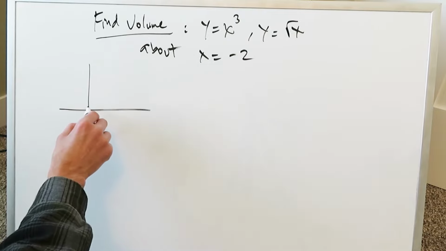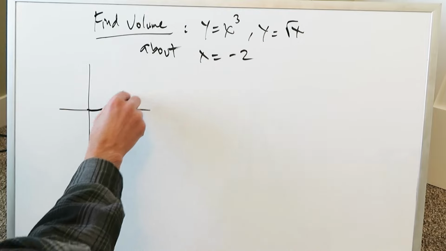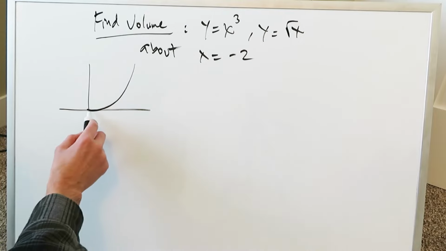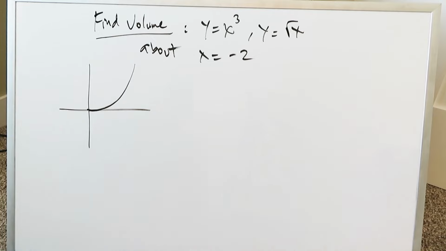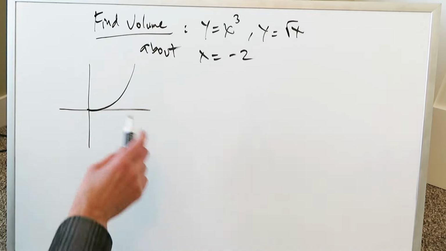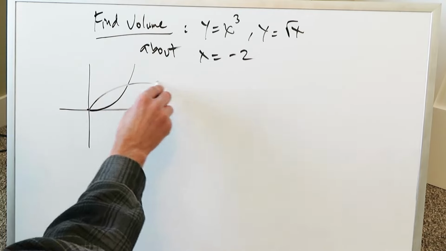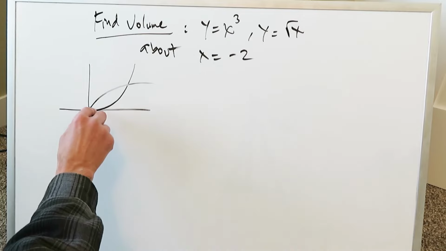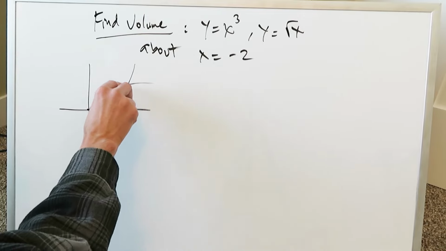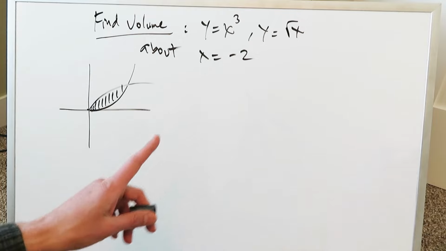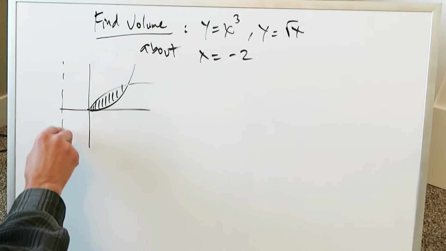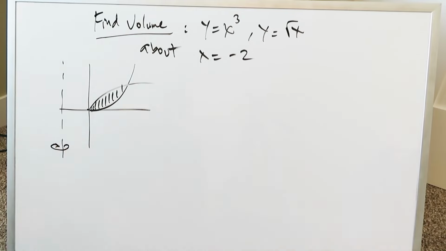Just think about y equals x cubed as something which would look something like that, and you know it would come down over here like a cubic function. My curve here looks a bit exaggerated, but ignore that. Y equals root x would look something like this. The region between these two is the area which would be rotated around your particular line of axis, x equals minus 2, which would be right over here. And then you would rotate it around that.